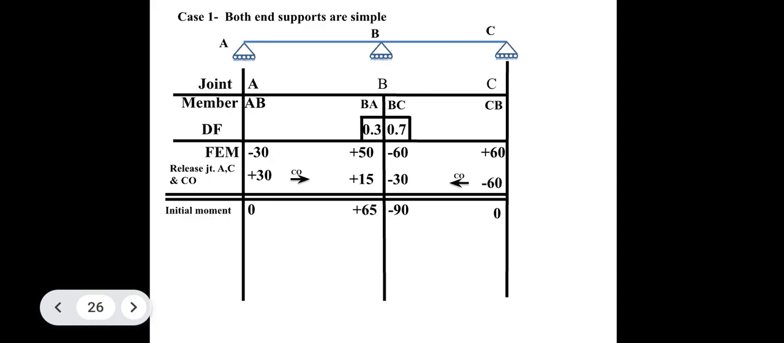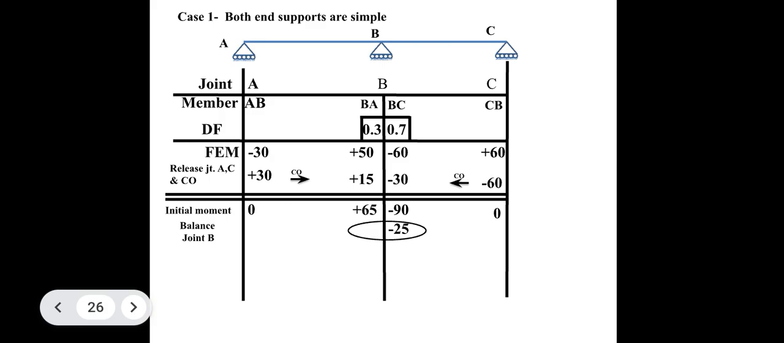To balance this, first of all we need to find the difference of these two moments. Here the difference of these two moments is minus 25. Now this is unbalanced moment which we need to distribute in the proportion of their distribution factor. So this value is to be multiplied with the distribution factor. Here that factor is 0.3 or 0.7.